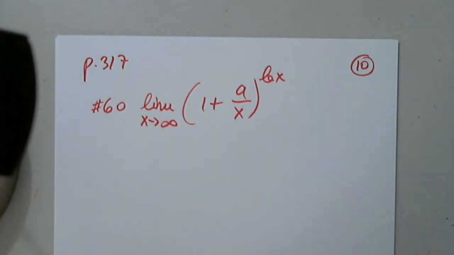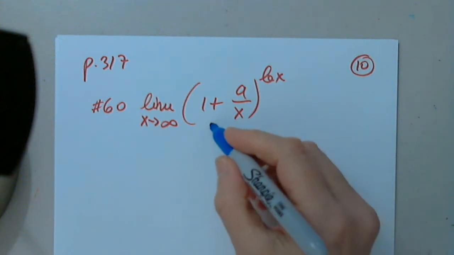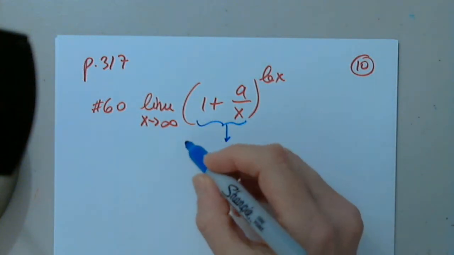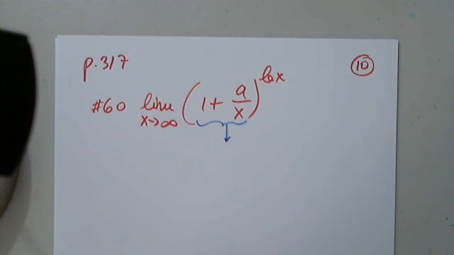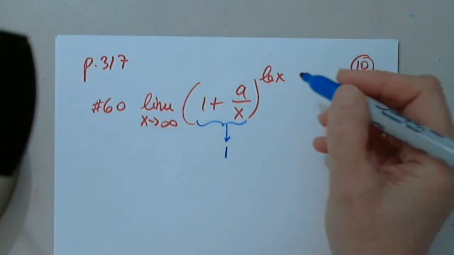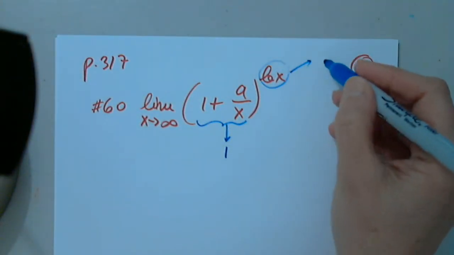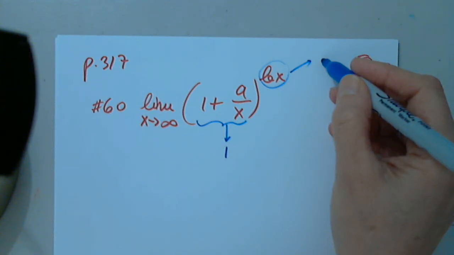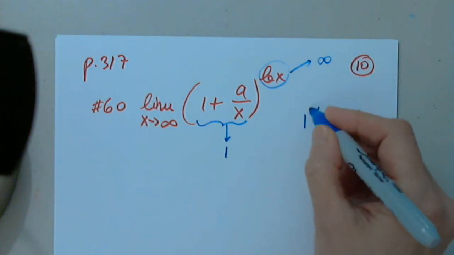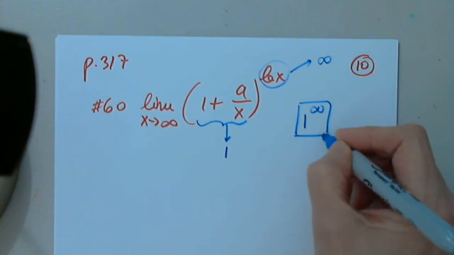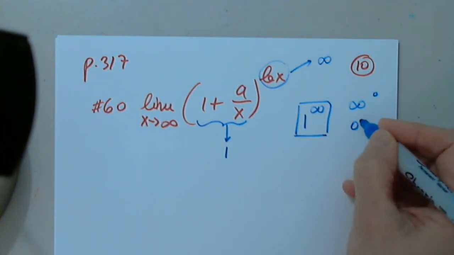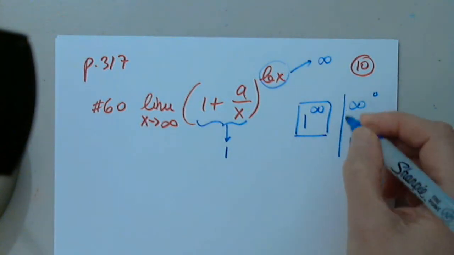Okay. So first I have to plug it in. And where is this going when x approaches infinity? One. Exactly. Where is this going when x approaches infinity? Infinity. Excellent. So we have one of the three powers, right? Infinity to 0, 0 to 0, and 1 to infinity. These are the most cumbersome.